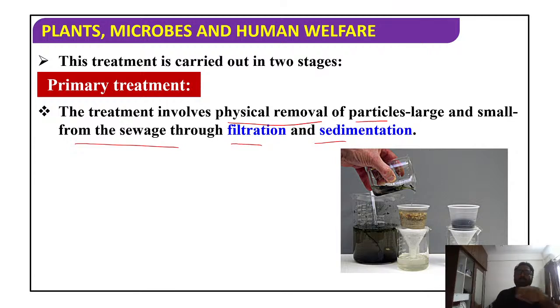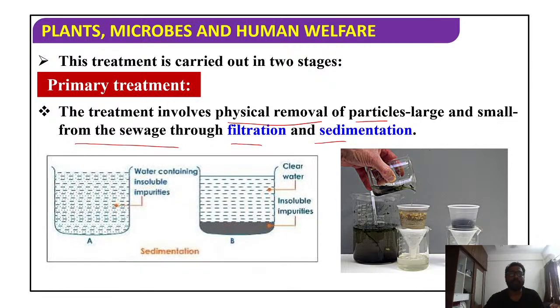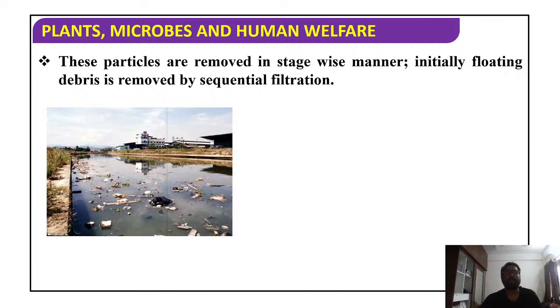In the primary treatment, we remove the larger particles through filtration as well as sedimentation. Once you allow sedimentation, the biggest particles come to the bottom and the lighter particles float. This primary treatment is done in a stage-wise manner. Initially, floating debris is removed by sequential filtration. Students, you naturally observe this whenever you go out. So we have to remove the floating debris by sequential filtration, and then go for sedimentation.